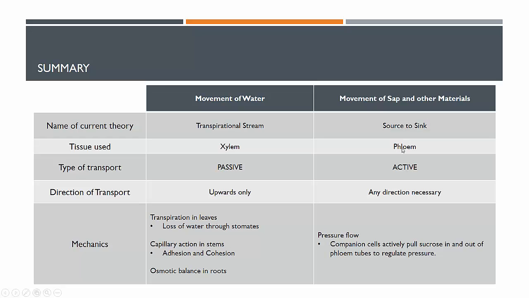Over here though, for source to sink, we have phloem tissue used. We have the type of transport, which is active, and which means it requires energy. Cells are actually doing something. In this case, they are regulating pressure. And the direction of transport is any direction necessary because of that active process allowing that regulation. And the mechanics of that is the pressure flow. So it's the companion cells can actively pull sucrose in and out of phloem tubes to regulate pressure and therefore direction of flow. That was a big video, boys and girls, and I hope that it wasn't too overwhelming.